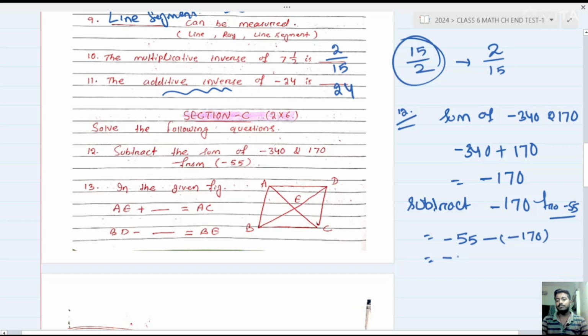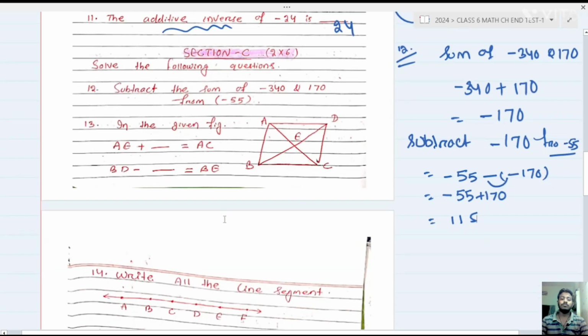Now minus 55 minus minus plus 170. Now different sign means we subtract, that is 5, then 6 minus 5, that is 1, then 1 minus, plus 115. Okay. Now next question, question number 13.